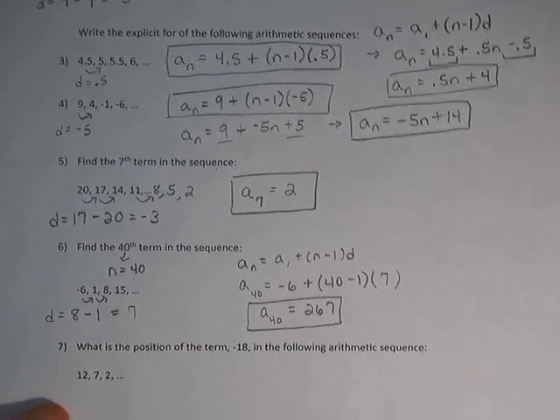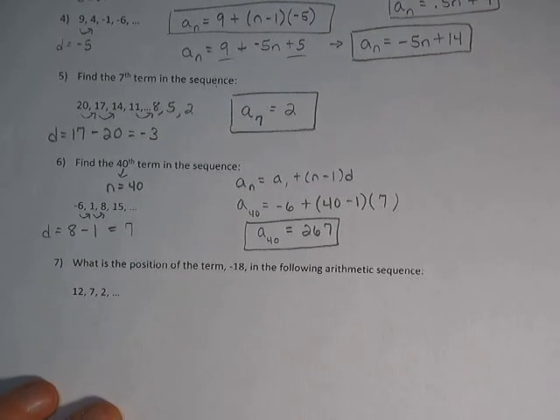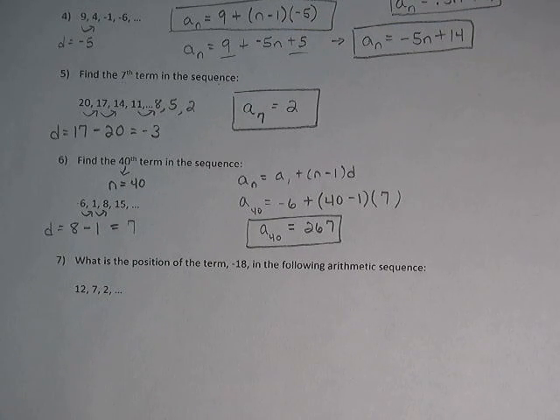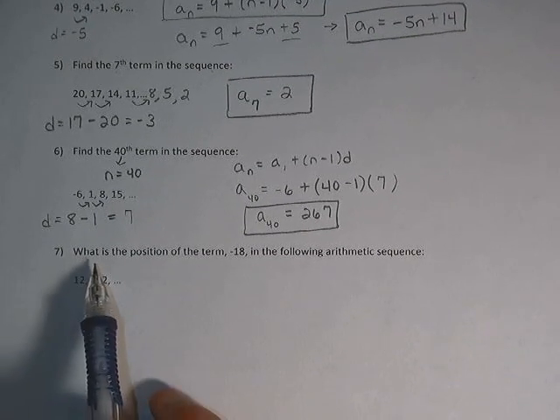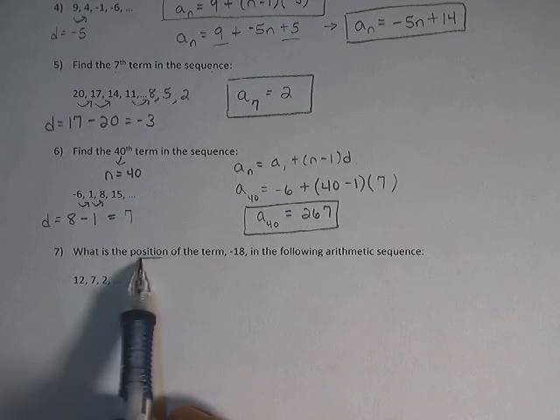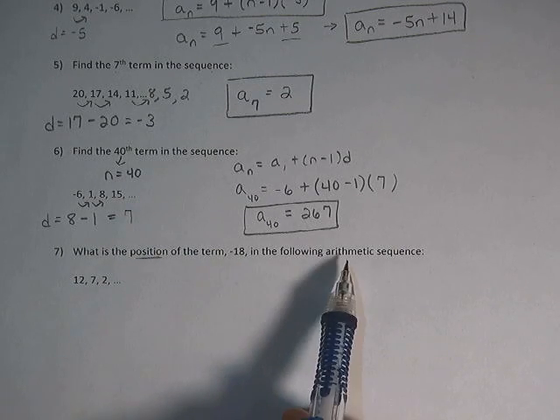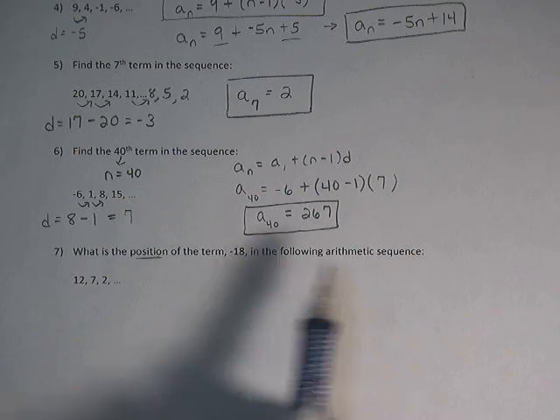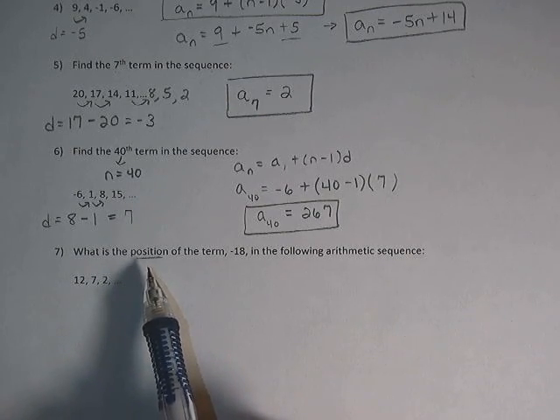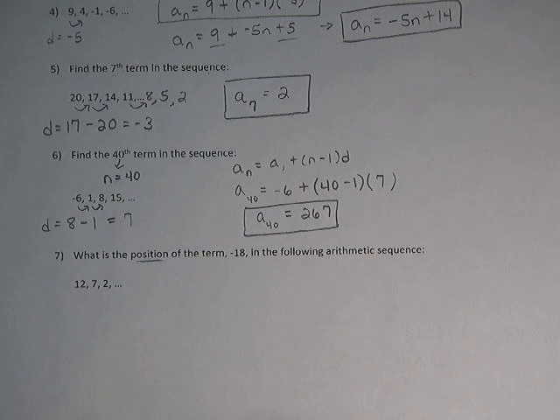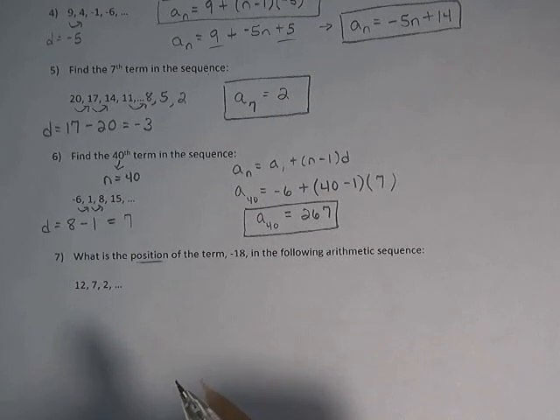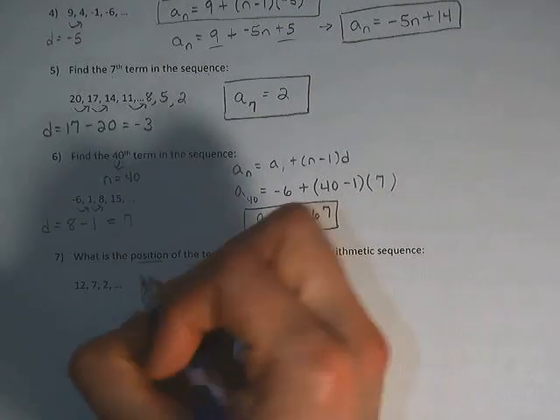Okay? So now the last types of problems that you might see are going to be ones where you have to actually use a formula in a clever way. And you'll see why I say that in a second. So this one says, what is the position of the term negative 18 in the following arithmetic sequence? If they're asking you for something that's not like a term somewhere in your sequence, that's probably a good indicator you're still going to be using the explicit formula, but you just have to use it in a clever way. So we're looking for the position.